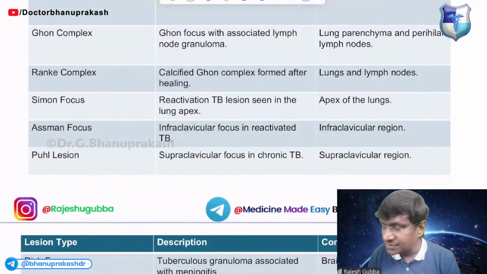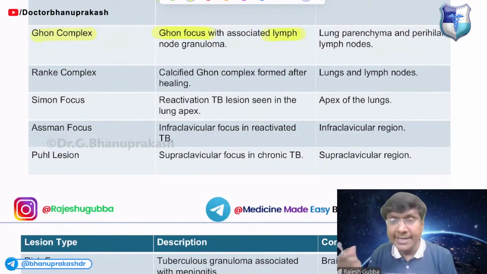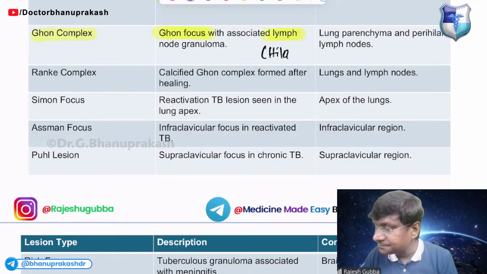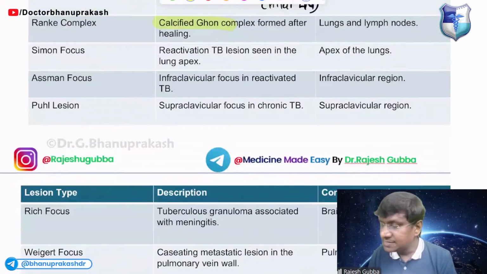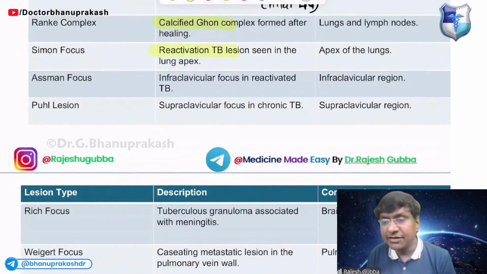Next, what you have is Ghon complex. Ghon complex is that where, along with the Ghon focus, you have associated lymph node granuloma, associated hilar lymphadenopathy. That is Ghon complex. What is Ranke's complex? It's a calcified Ghon complex. It is called Ranke's complex. Then Simon focus. Simon focus is that where there will be reactivation of the tuberculous lesions seen in the lung apex. That is called Simon focus.